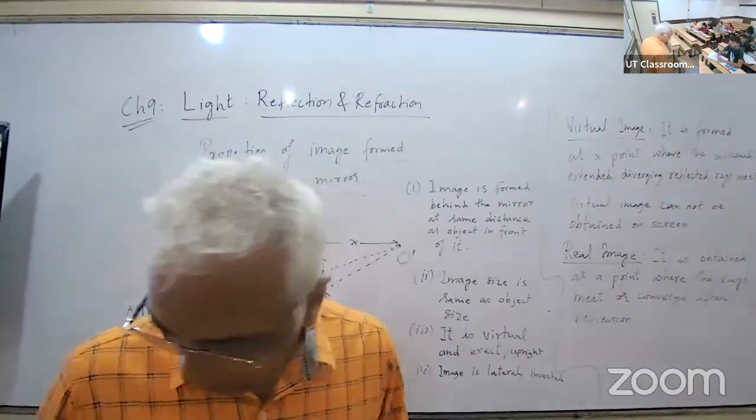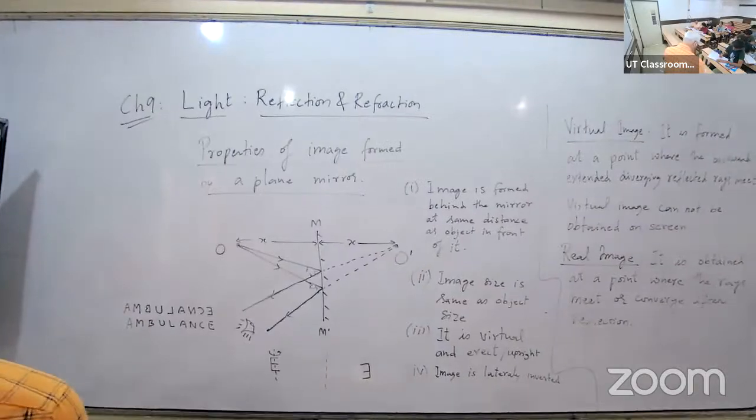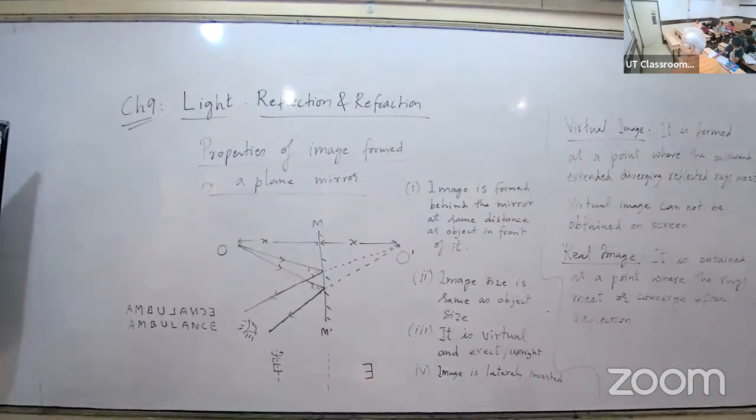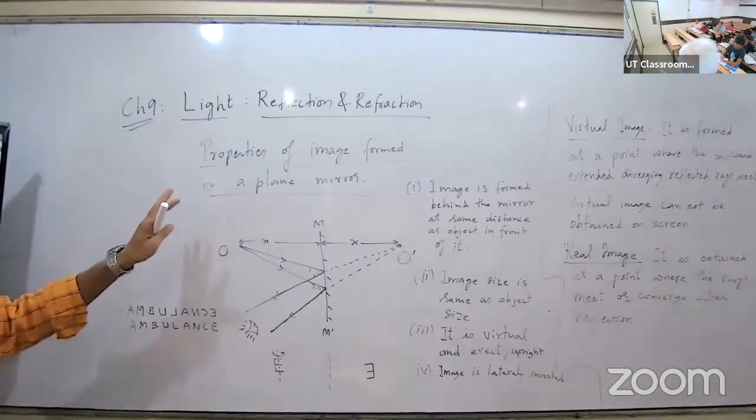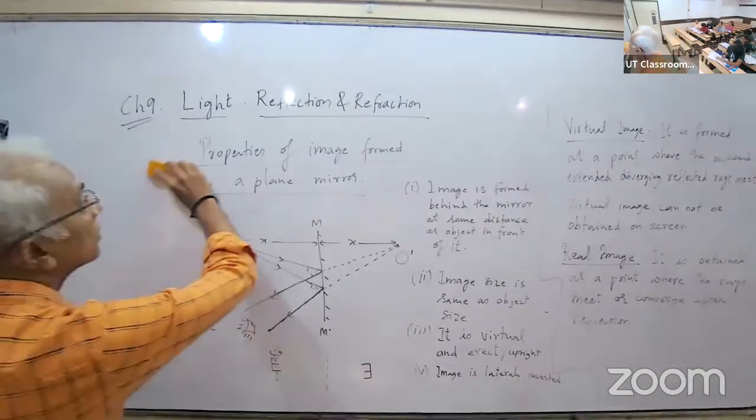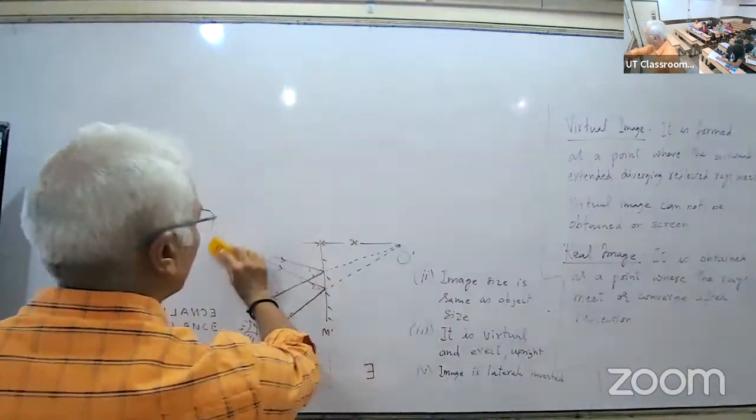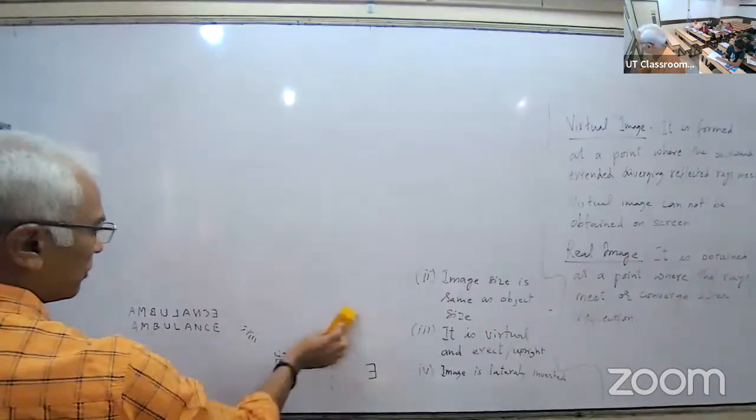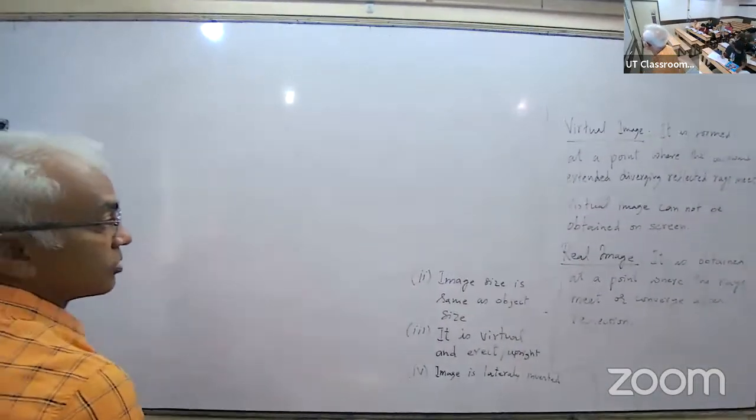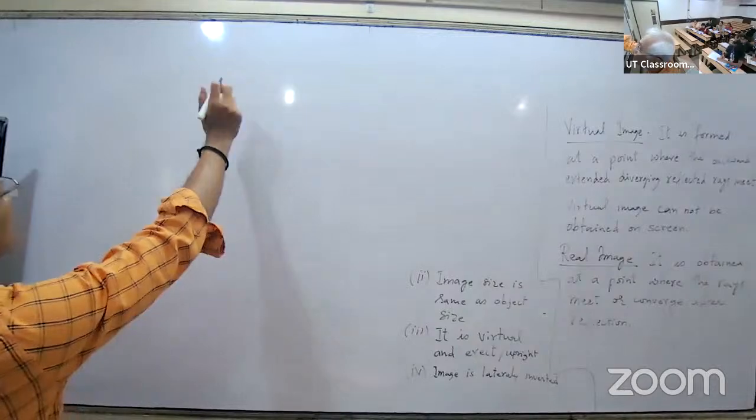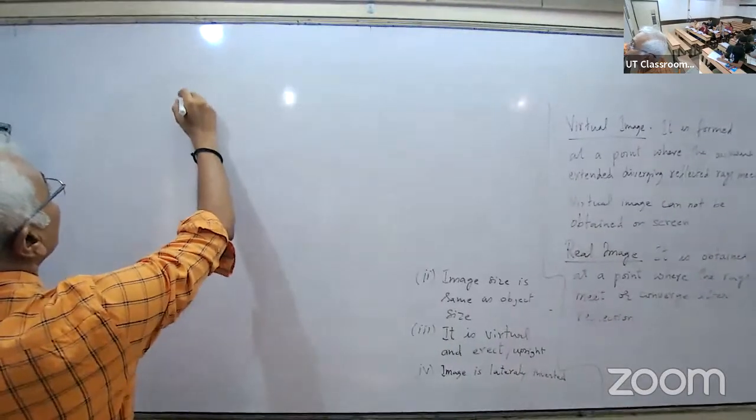All right, so this is the basic introduction of chapter light. Can I erase this part? Everybody completed writing? Okay, so I'll erase this. All right. So we finished reflection by plane mirror. Now there is one more point. What is regular and irregular reflection?